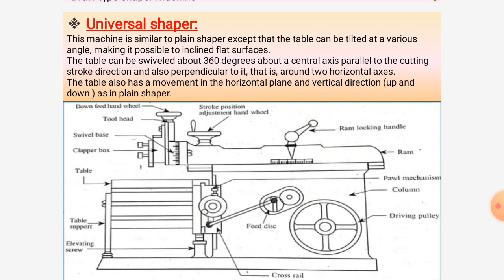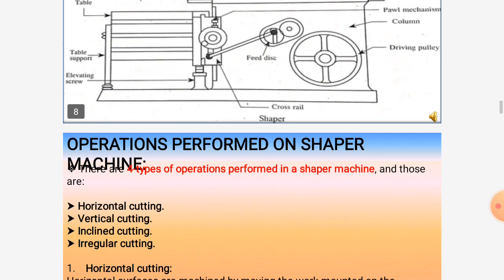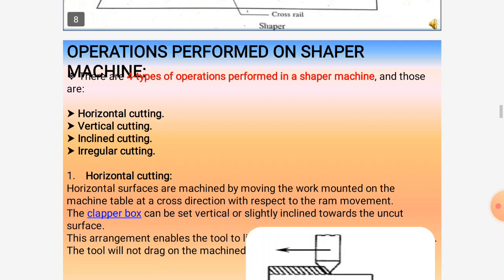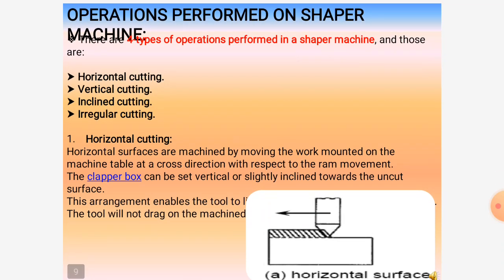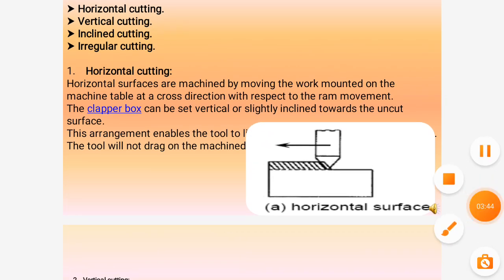In this diagram we can see different parts of a shaper machine, which we are going to discuss in coming slides. Now, operations performed on a shaper machine. Four types of operations are performed on a shaper machine, and those are horizontal cutting, vertical cutting, inclined cutting, and irregular cutting.